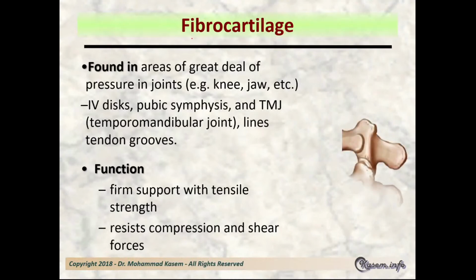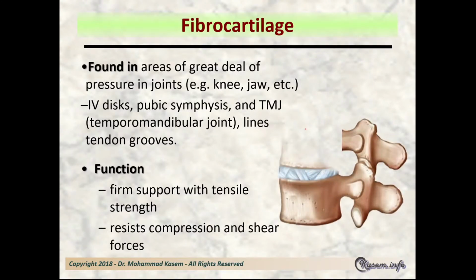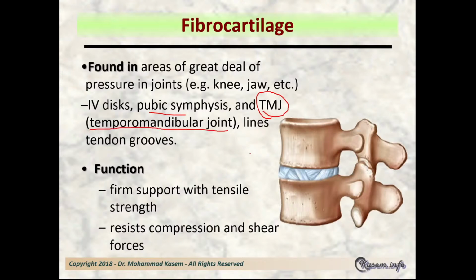Fibrocartilage, where can we find it? We find it in the tough areas that need a tough type of cartilage that resists pressure. It is a strong one, stronger one. You see it in the weight-bearing areas like intervertebral discs, in the symphysis pubis, and in the TMJ, a particular type of joint in the mandible which helps in mastication, the temporomandibular joint. This one also has a fibrocartilage.